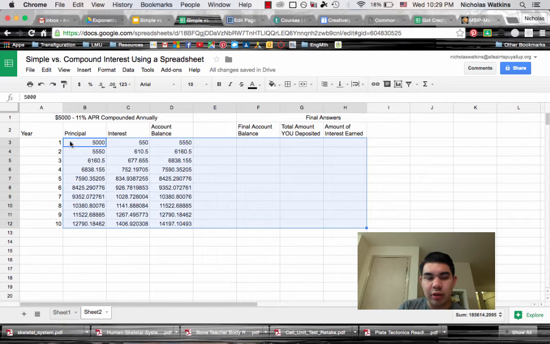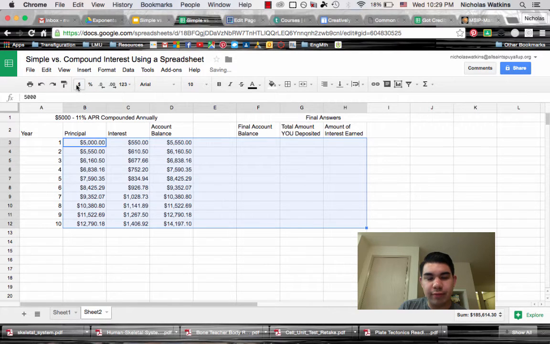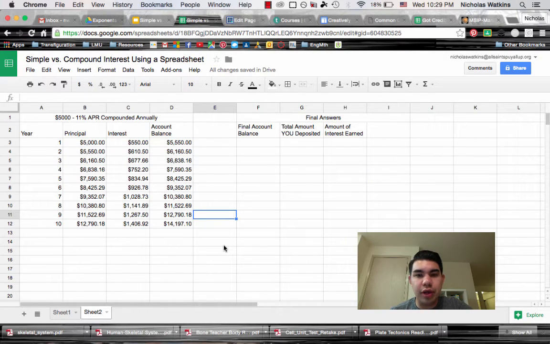Okay, so have it highlighted, and up here you'll find a little $ sign. Go ahead and click on that. Now this will automatically convert all our numbers to currency, and you'll notice that all of the decimals are rounded up to 2 decimal places.